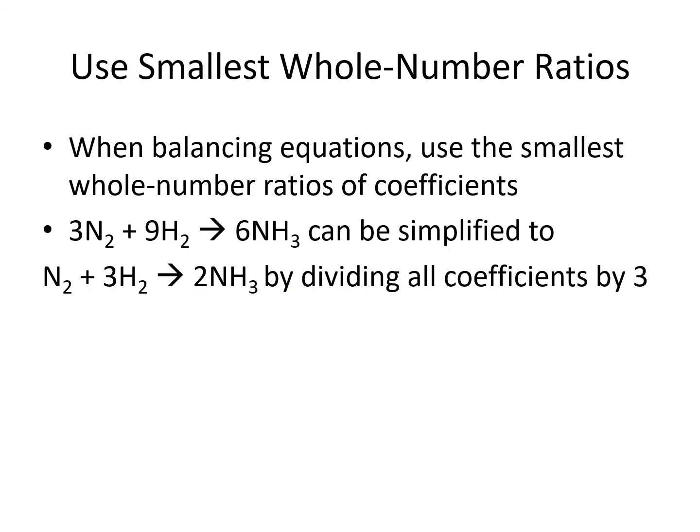When we write our balanced chemical equations, we want to use the smallest whole number ratio possible. Let's say we were balancing an equation and figured out that 3 nitrogens plus 9 hydrogens yielding 6 ammonias is balanced. We can simplify that equation because each of those numbers is divisible by 3. We do 3 divided by 3 equals 1, 9 divided by 3 equals 3, and 6 divided by 3 equals 2. Therefore, our equation can be simplified to 1 nitrogen plus 3 hydrogens makes 2 ammonias.